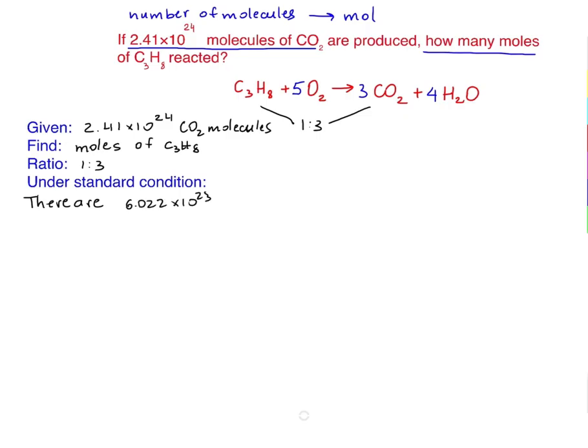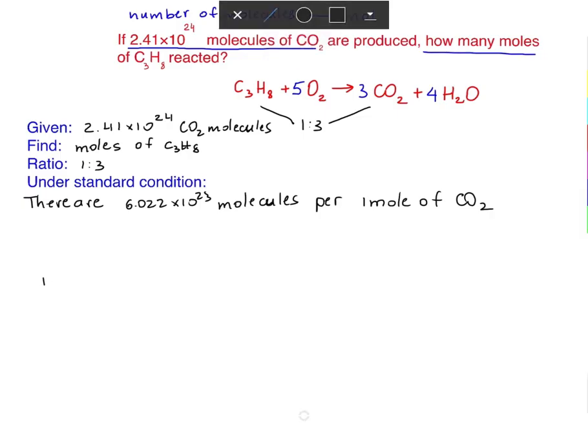And then the next thing is, of course, you write down the standard condition. Since you are given the number of molecules of CO2, you need to write how many molecules you have per 1 mole of CO2. And it's Avogadro's number, 6.022 times 10 to the 23 molecules per 1 mole of carbon dioxide.